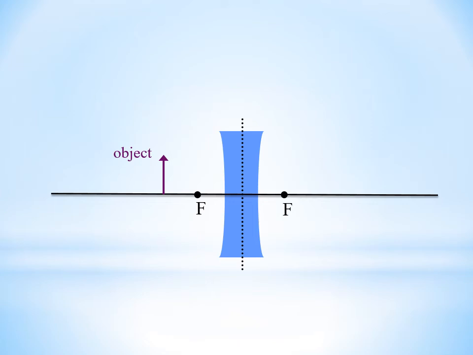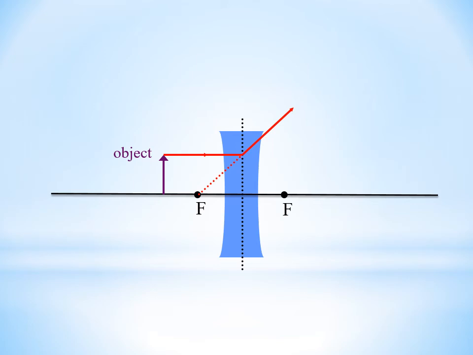First ray, which is the parallel ray. This ray starts from the object to the lens this way. This ray is the parallel ray, starting from the head of the object to the lens. This ray will refract, and its extension will pass through the focal point. So the first ray will refract and its extension will pass through the focal point.